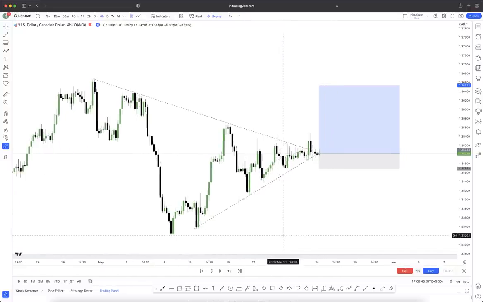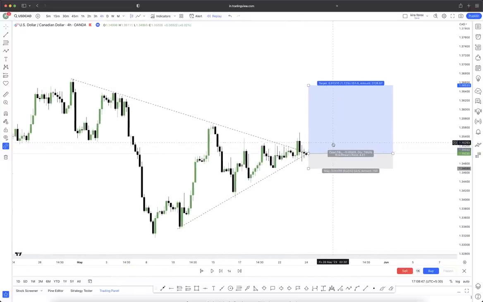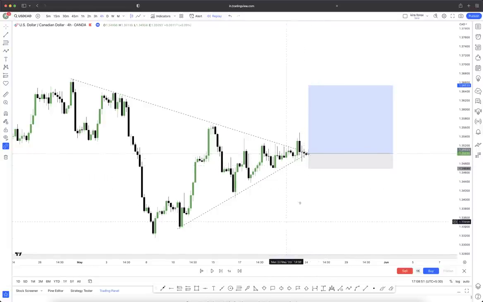And as you can see, my risk to reward over here is 1:4. This is a perfect risk to reward for me, and I'll be waiting to take my profits at the nearest support or resistance. So let's see how price reacted to our take profit.